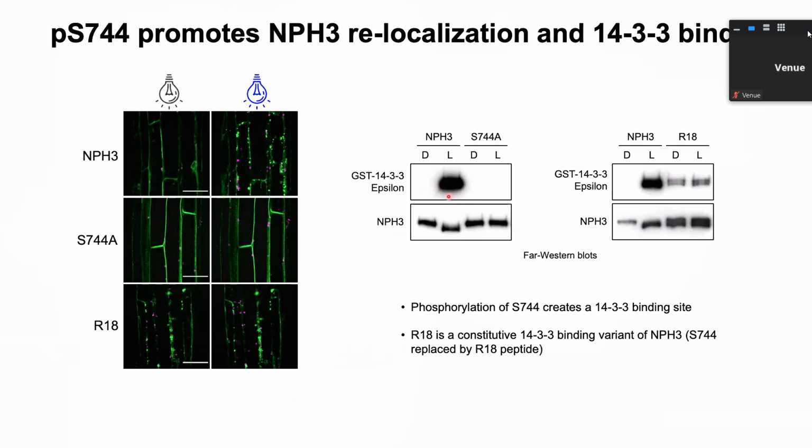So here we've got data by far western blotting to show that if you IP MPH3 from extracts and probe with GST-14-3-3, you get strong binding of 14-3-3 proteins to MPH3 in the presence of light treatment. When you have that serine 744A mutated, you lose this ability to bind 14-3-3 proteins. Conversely, in this R18 peptide version, you have a constitutive ability to bind 14-3-3 proteins, which matches its ability to relocalize constitutively from the plasma membrane into these condensates.